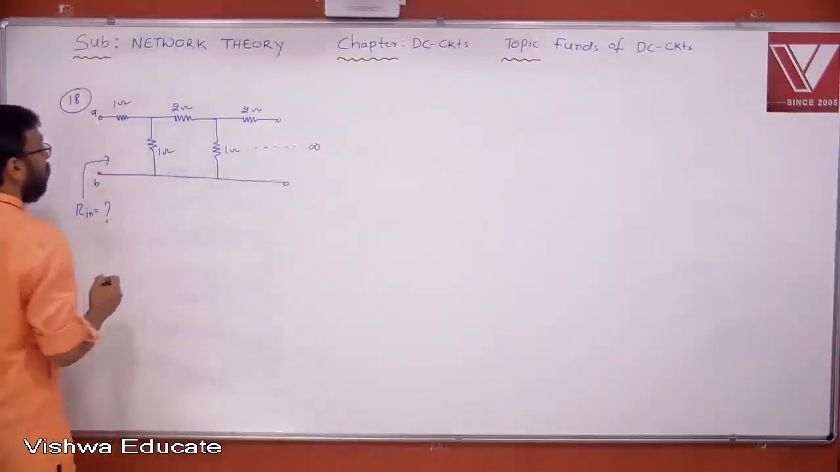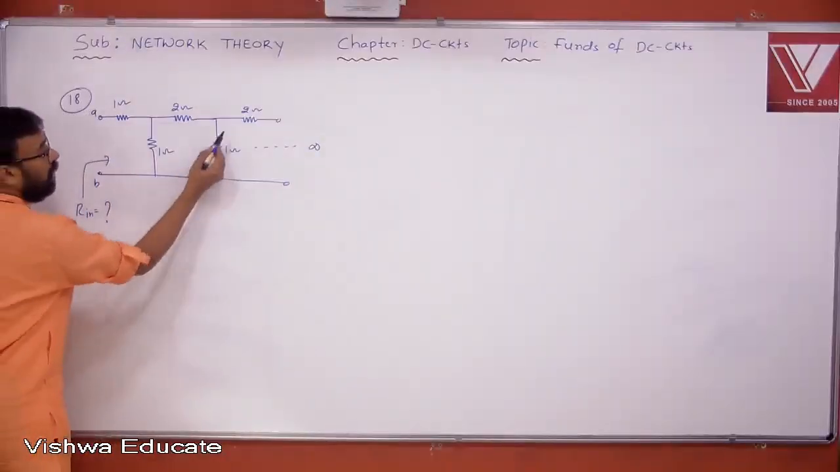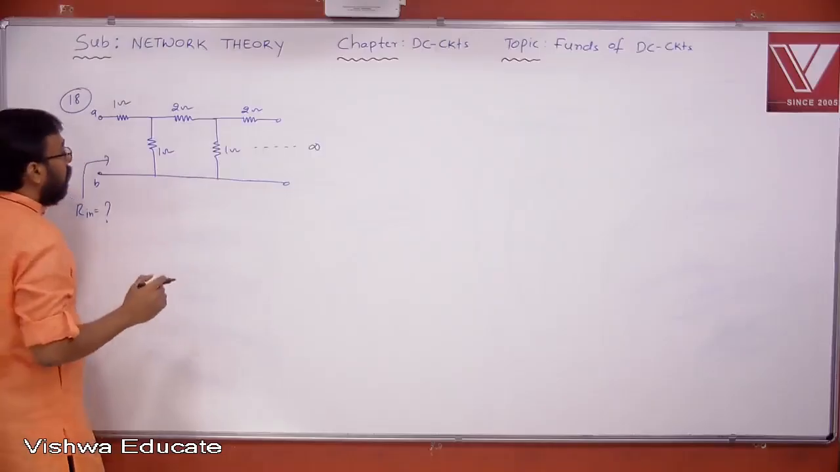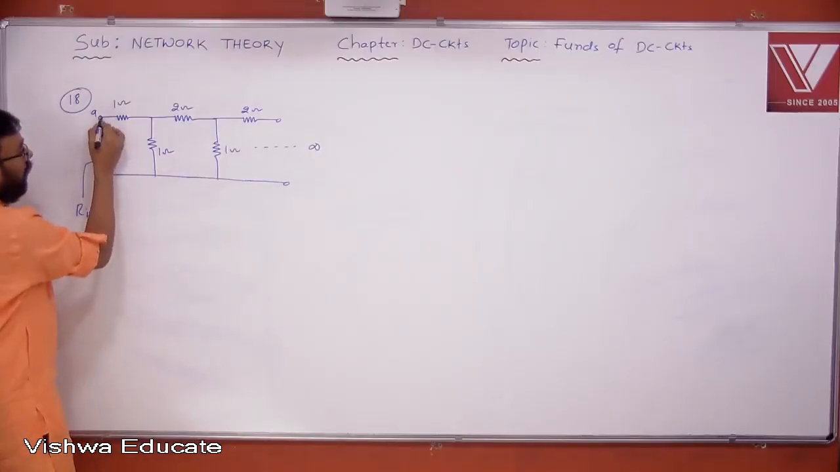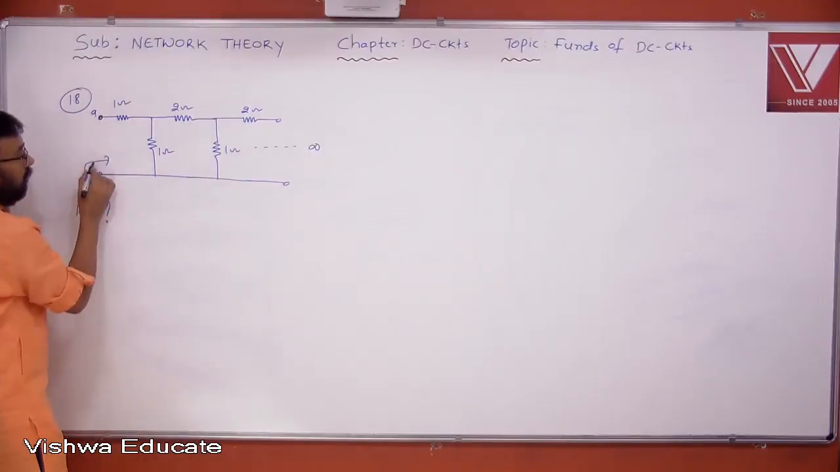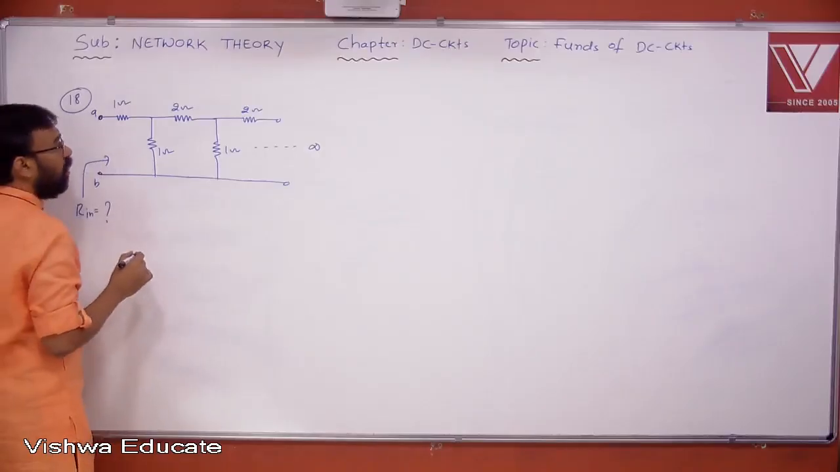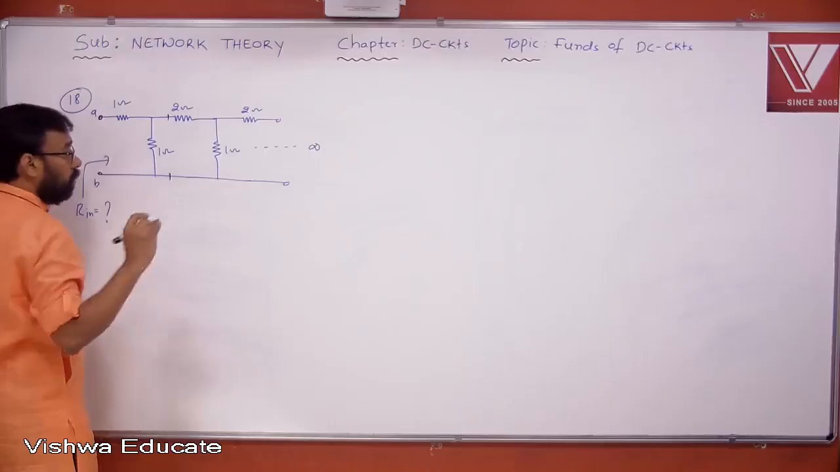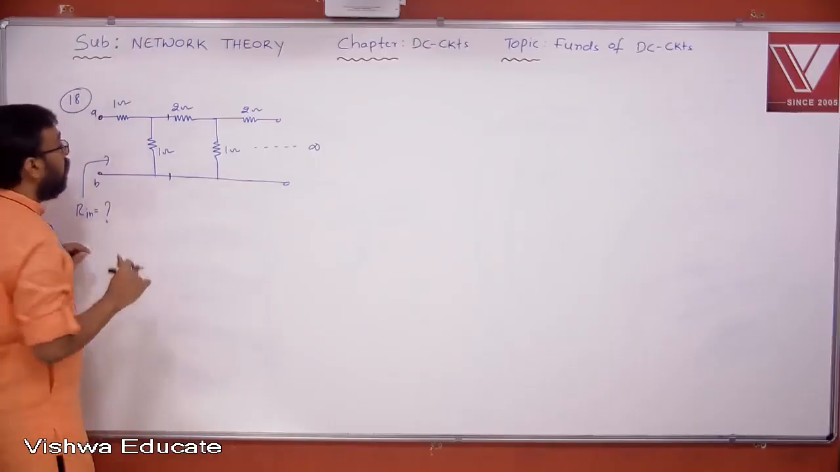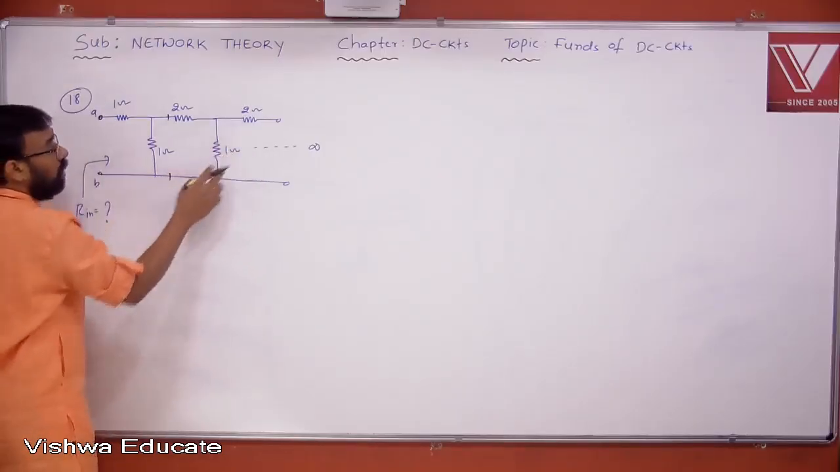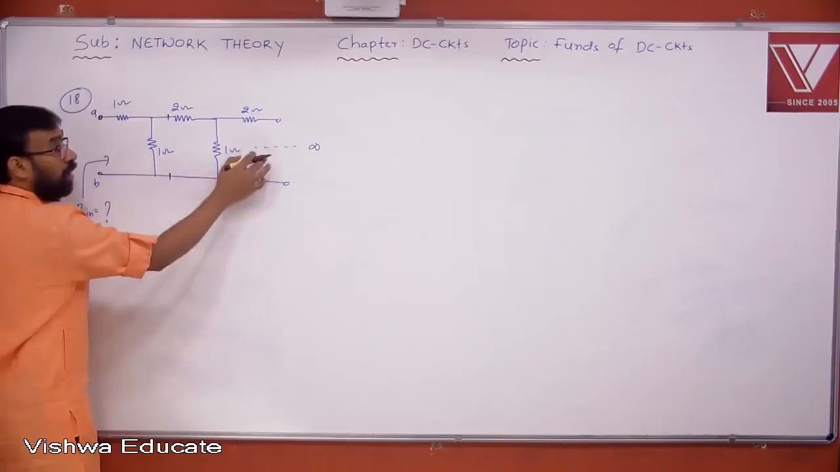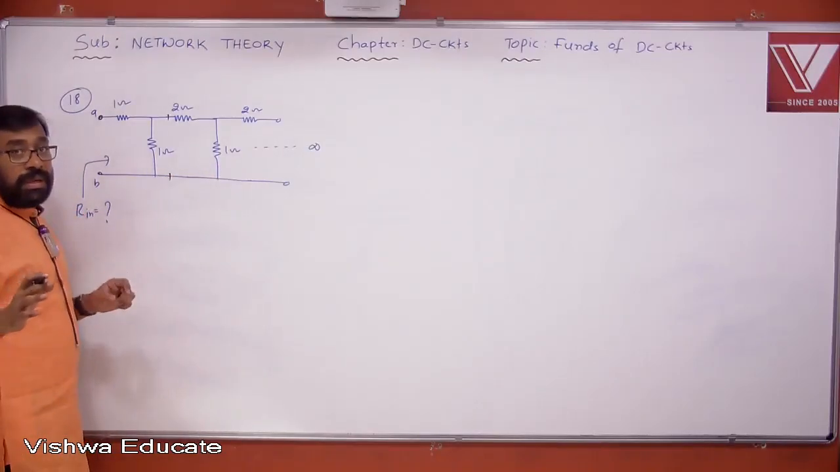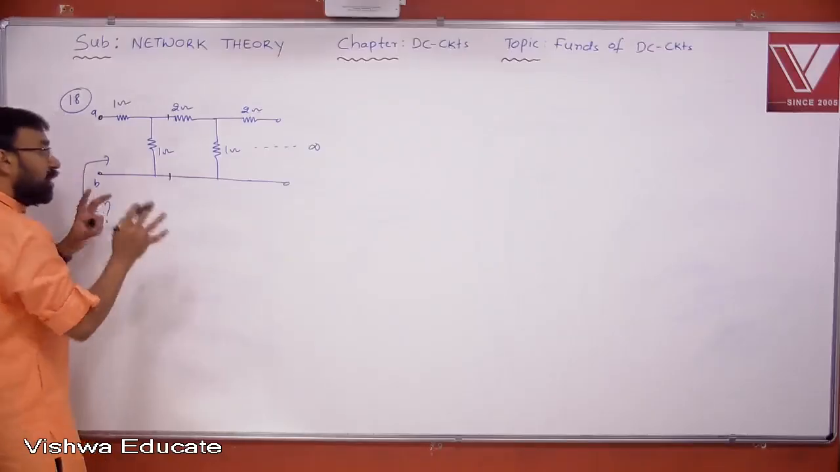Okay, now look at this. 1, 1, 2, 1, 2, 1 and so on. So whatever network you are seeing through AB terminals here, you are finding Rn here. Are you able to see the same network here also? Is it possible? Yes or no, all of you? Because you are seeing here 1, 1, 2, 1, 2, 1, but you are seeing here 2, 1, 2, 1, 2, 1. So 1, 1, 2, 1, 2, 1 is not the same as 2, 1, 2, 1, 2, 1. That is why. Now let's go with the other one.